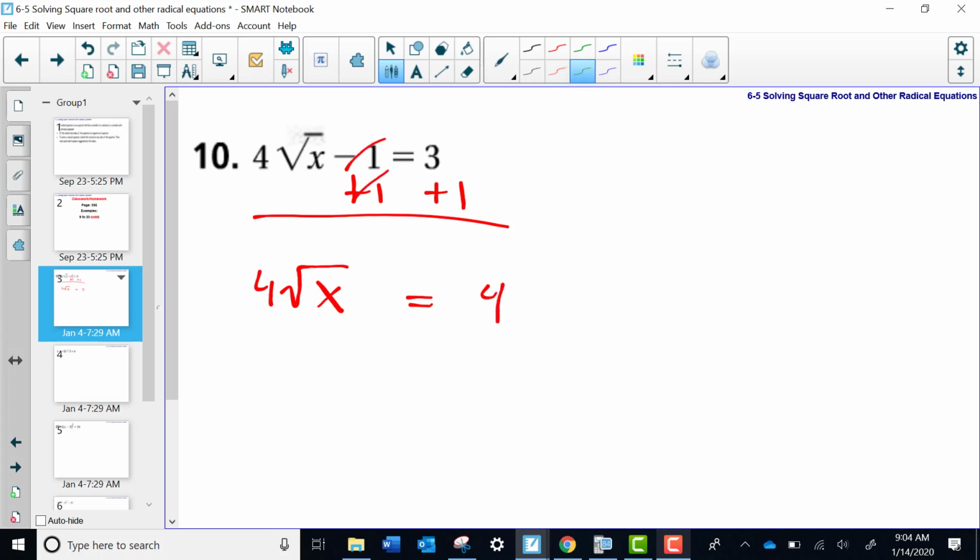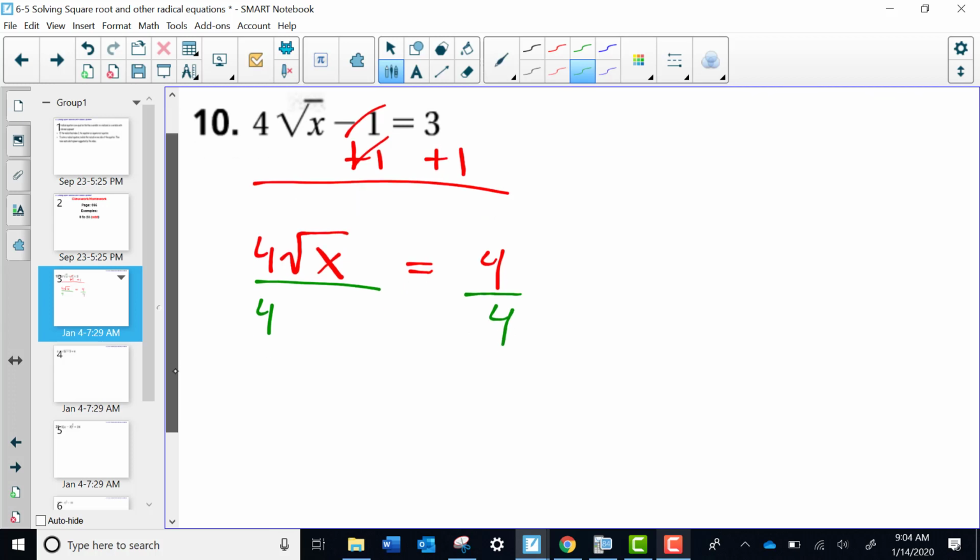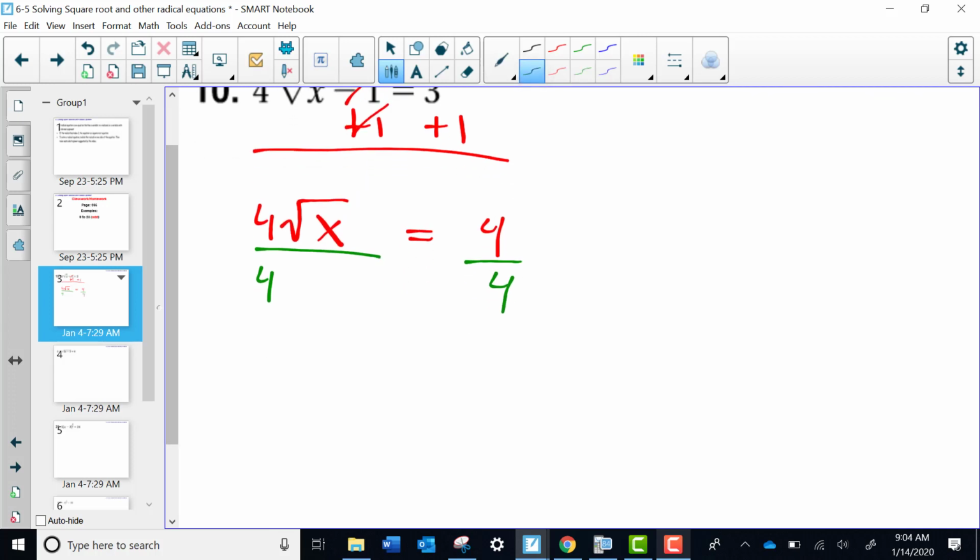Now we need to isolate the radical symbol. Tessa, how are we going to isolate the radical symbol? Divide both sides by 4. Radical x equals 1.